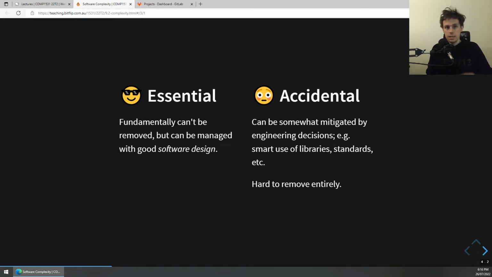As I said, essential complexity fundamentally can't be removed, but it can be managed with good software design, which is what we talked about in earlier weeks. So sometimes software like your project is just complex inherently, and you can do things to make your code easy to work with, but accidental complexity can be typically mitigated through engineering decisions, examples being smart use of libraries or a particular algorithm or approach that's a little bit simpler. There are easy ways to solve problems and hard ways to solve problems.